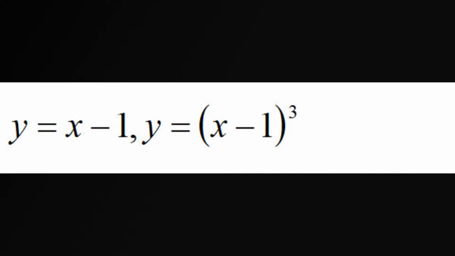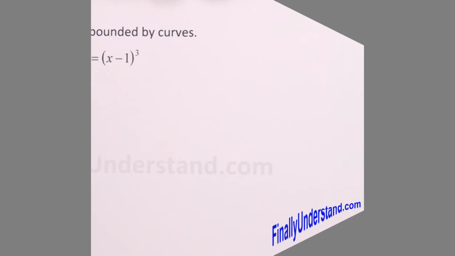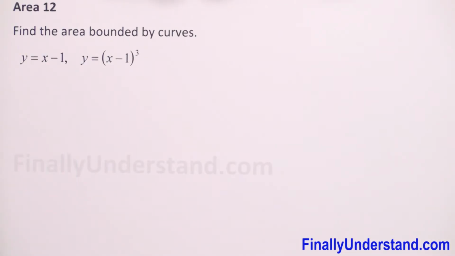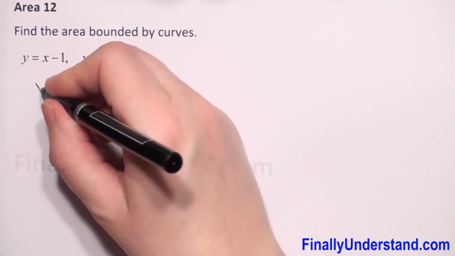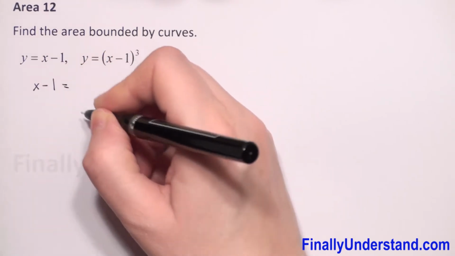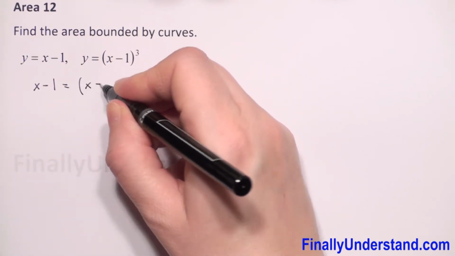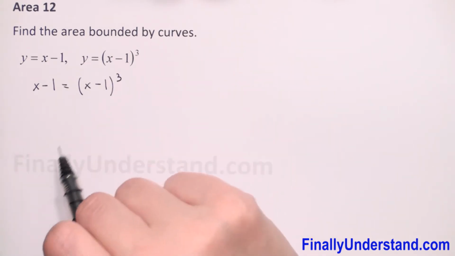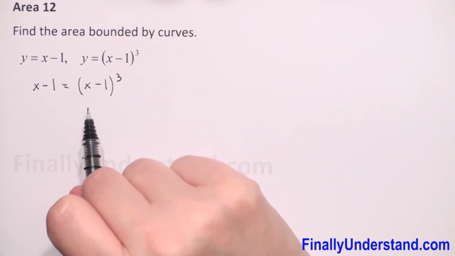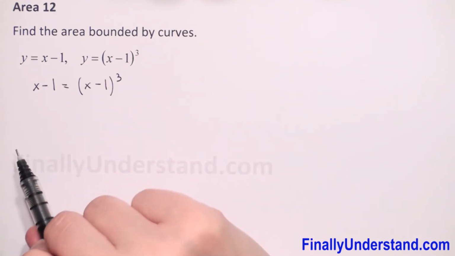In this example, we have two curves. First, we have to find the intersection points. We will set the two equations equal, so we will have x minus 1 is equal to (x minus 1) to the third power. I will move (x minus 1) to the third power to the left side.